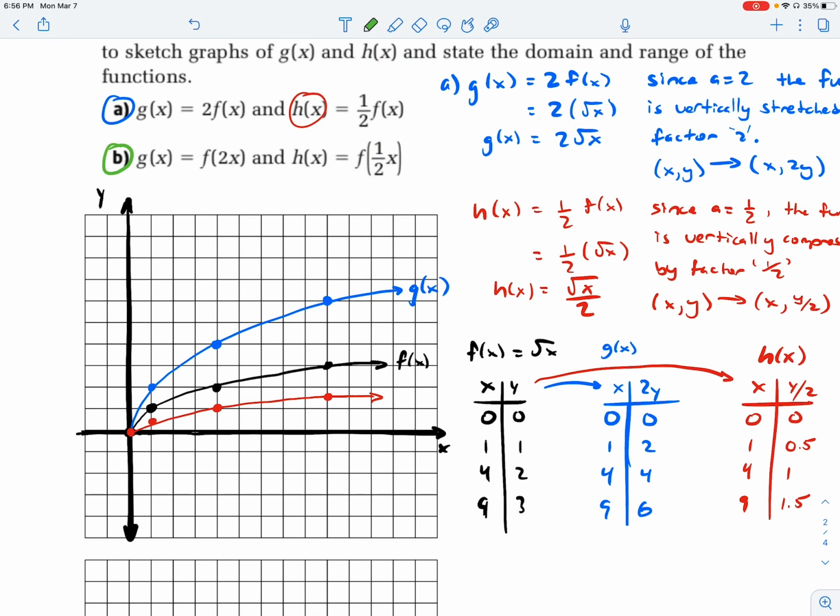All right, let's do this one here. B, we have green, and we'll do green for g of x, orange for h of x.